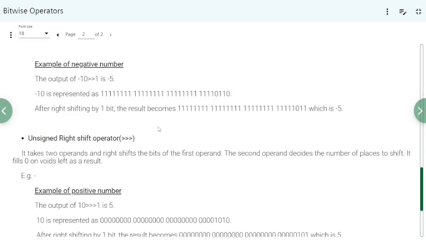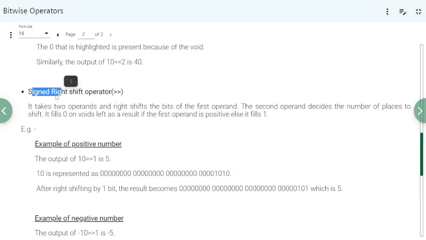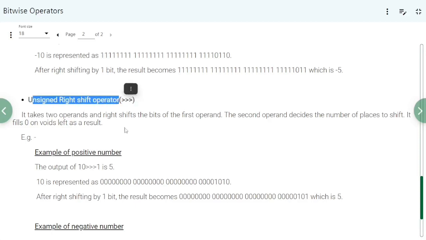Okay. And now we have another operator which is the unsigned right shift operator. That's why I told you signed is when we are considering the signs. And here we are saying unsigned, which means we are not considering the signs. So how in Java do we represent this unsigned right shift operator? We do it with three greater than symbols, right? So whenever you see this, you should interpret it as the unsigned right shift operator.